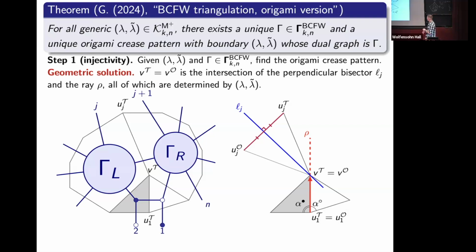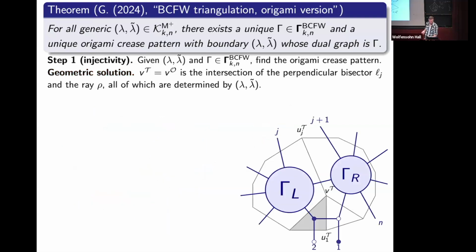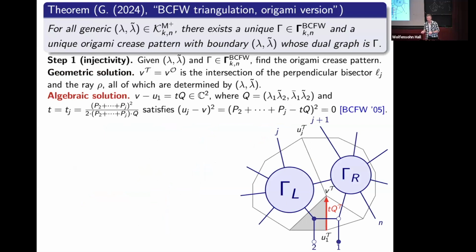And yeah, so that's a very geometric way to prove injectivity. And once you work out all the formulas for these complex numbers, the intersection of the perpendicular bisector with the ray, et cetera, the formula becomes very easy. And this, again, may be obvious in retrospect. So the formula is not only very simple, but it also already appears in the original BCFW paper, which was doing something different.